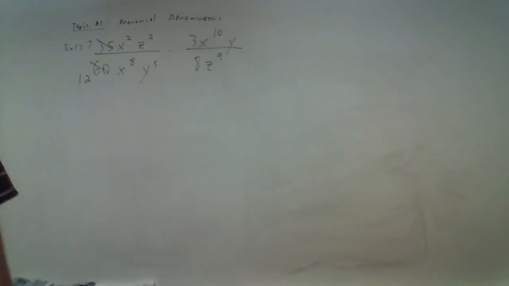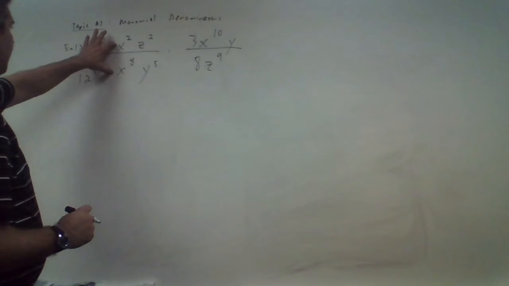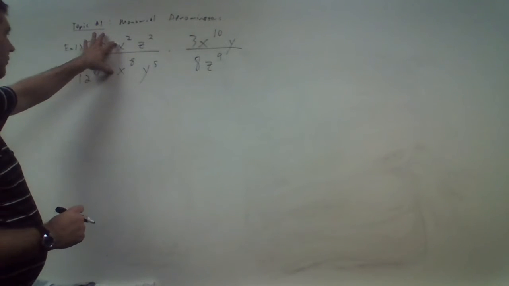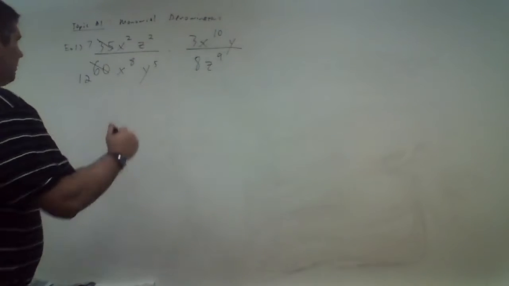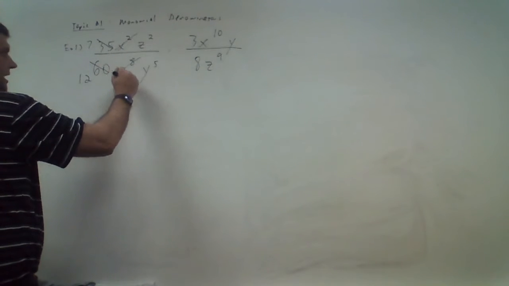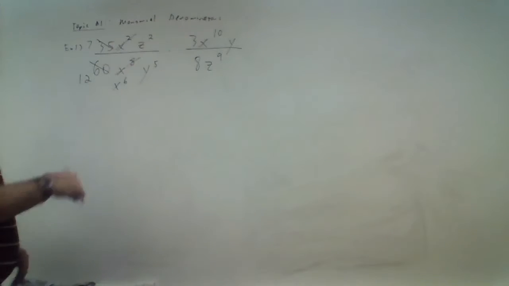Also, these x's, we're going to have some cancellations as well within the fraction. When you divide, you subtract the involved exponents. So this will cancel completely, and this will cut down to x to the 6 because 8 minus 2 leaves 6.